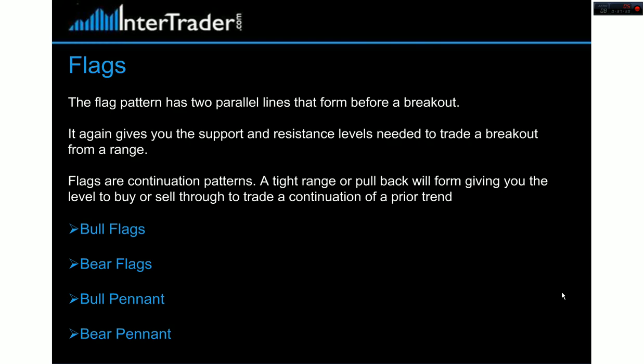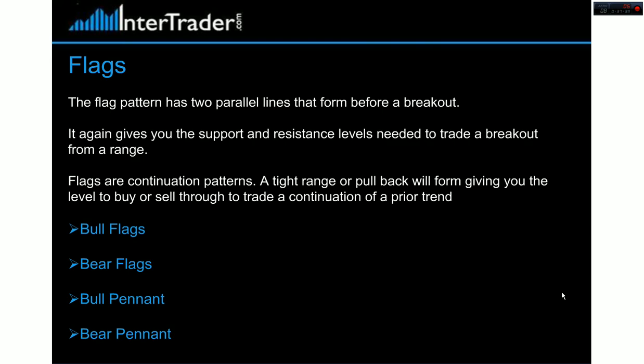So flag patterns, again, are two parallel lines that form before a breakout. And again, it gives you the support and resistance levels needed to break out of this range. Flags are continuation patterns. A tight range or pullback will form, giving the level to buy or sell through, because this is a continuation of the prior trend.